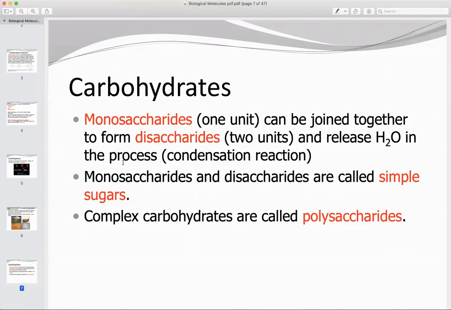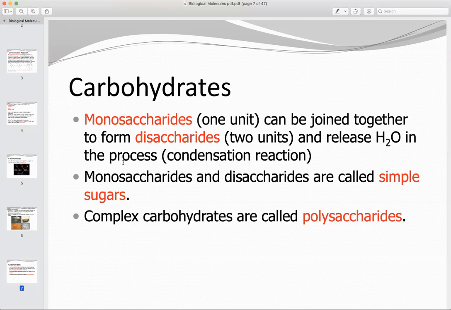So carbohydrates can exist as simple or more complex. We have our monosaccharides and our disaccharides, which are formed by joining together two or more monosaccharides, all right? Monosaccharides and disaccharides are referred to as our simple sugars. Write that term down. I'm sure you've heard of it before. Monosaccharides, disaccharides are simple sugars.